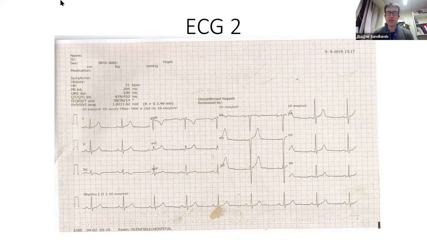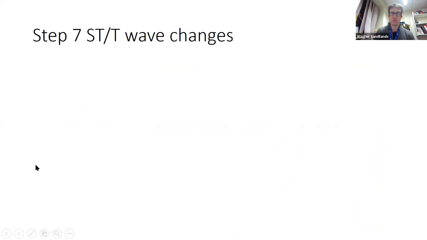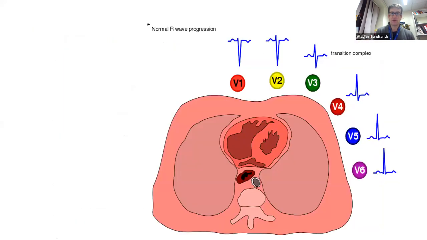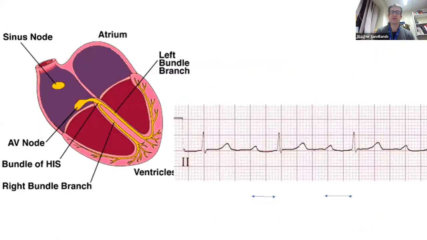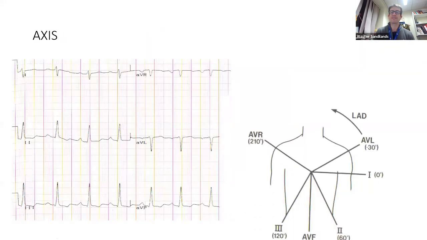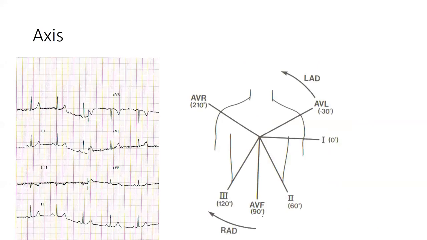How do you know if the axis is normal? Okay, I'll have to show you that. I need to go back. How do we know the axis is normal? So this is just an example here, taken from that ECG you just looked at.